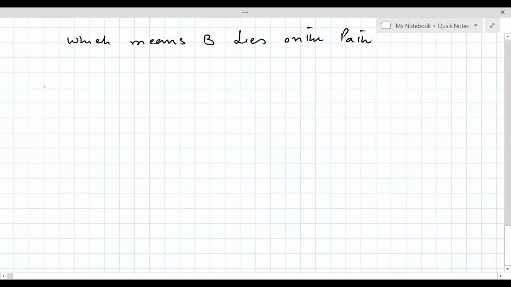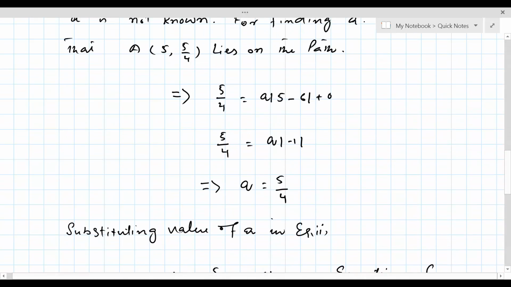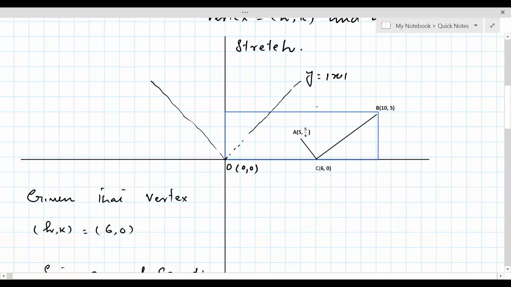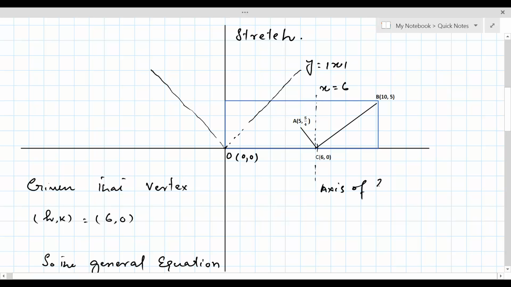And we already know that the vertex is at point (6, 0). Axis of symmetry: it is always the x coordinate of the vertex, equal to x. So the axis of symmetry will be x equal to 6, because if you take a look at the graph here, this is going to be your axis of symmetry. If the point C has coordinates (6, 0), then the equation for this line would be x equal to 6. So this is the axis of symmetry.